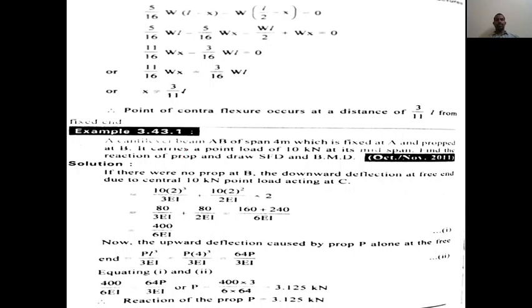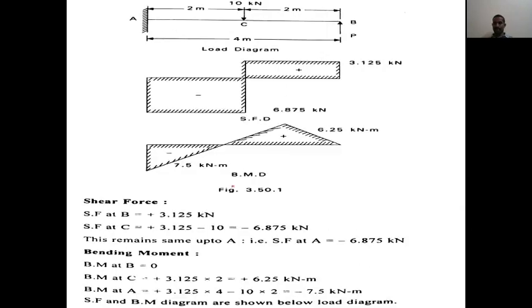Now let us take one more problem. A cantilever beam AB of span 4 meters, which is fixed at A and propped at B. It carries a point load of 10 kN at its mid span. Find the reaction of the prop and draw the shear force diagram and bending moment diagram. So this is the question, and this is the diagram: a cantilever beam with the fixed support at A and having a prop reaction at B.